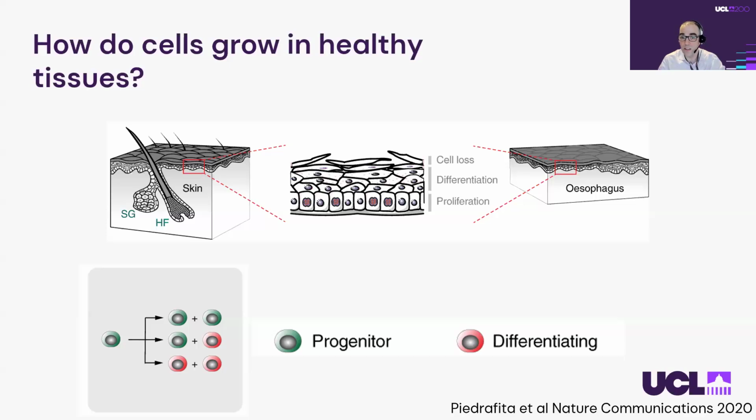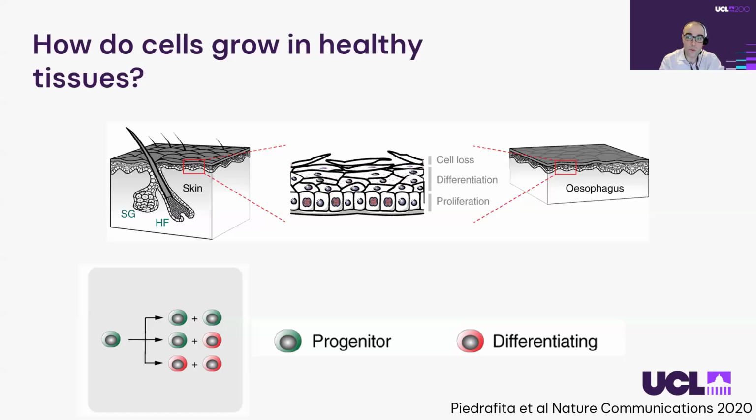Those differentiating cells stratify, moving up through the layers, undergoing a differentiation process that ultimately leads to their shedding and loss from the tissue. Though the esophagus and the skin have different structures, with the skin with hair follicles and sweat glands, and the esophagus relatively flat, the processes that describe their growth and their maintenance are similar to one another.